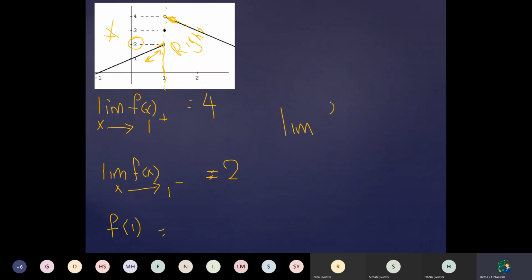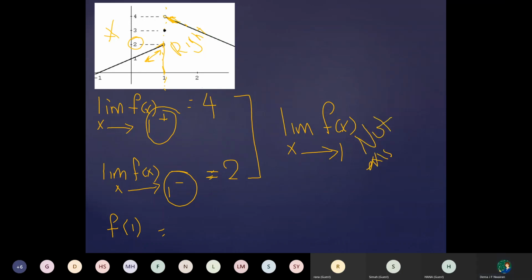Now, limit f of x when x approaches 1. If I want to find this, I just look at the two-sided limit. Is the limit of the function from the right the same as from the left? Is 4 equal to 2? No. So I can say that limit f of x when x approaches 1 does not exist. Why? Because the limit as x approaches 1 from the right is not equal to the limit from the left.